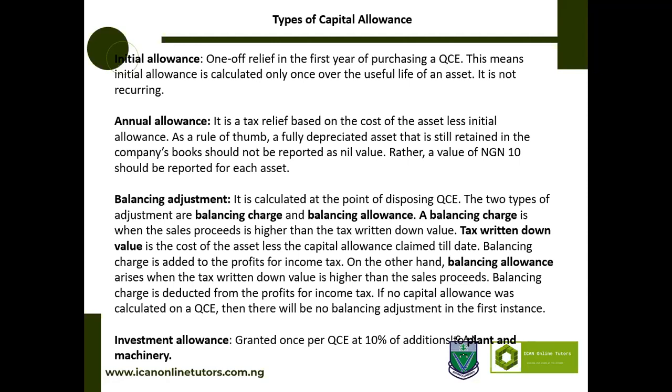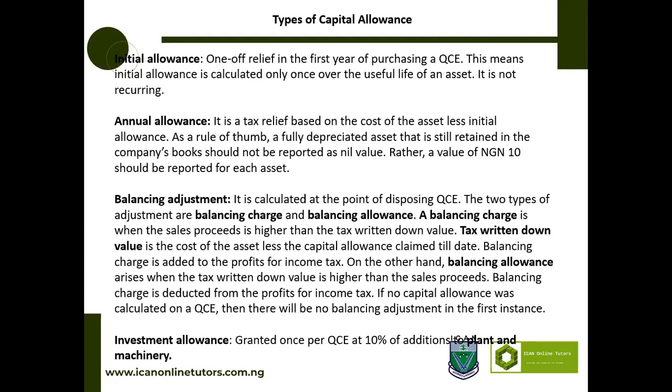So, the various types of capital allowance. What are the various types of capital allowance? One, I have my initial allowance. What are the rules guiding the initial allowance? One, initial allowance is always granted one-off. What do we mean by one-off? It is granted only once in the lifespan of the asset, and this is always when the asset was first purchased or first put to use.